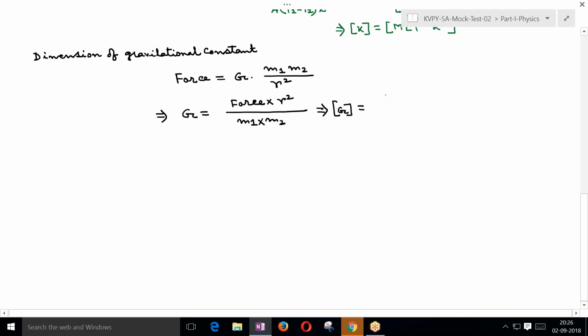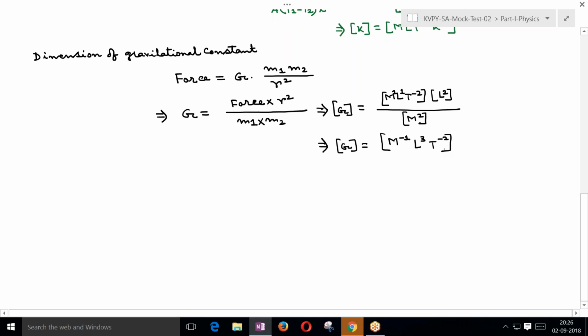Force we know is M L T power minus 2. We know r is nothing but L, so r square is L square, and divided by m1 into m2, both are mass, so it will be M square. So from here what we see is that G is equal to, in the numerator M power 1, L power 1, and in the denominator M power 2, so it is M power minus 1, L power 3, and T power minus 2.